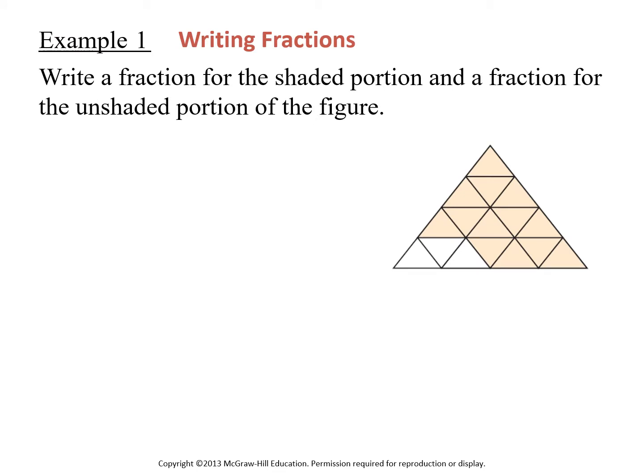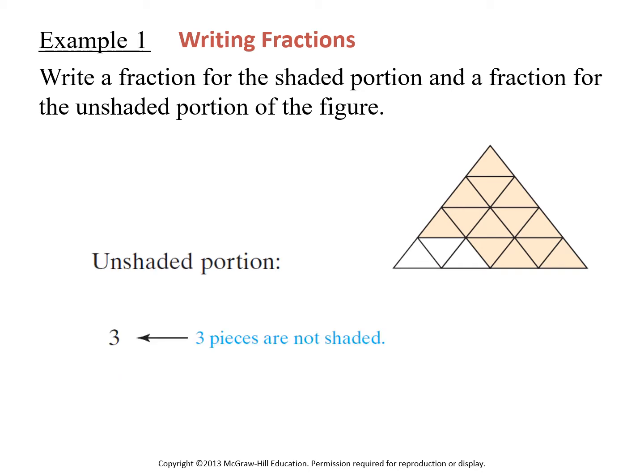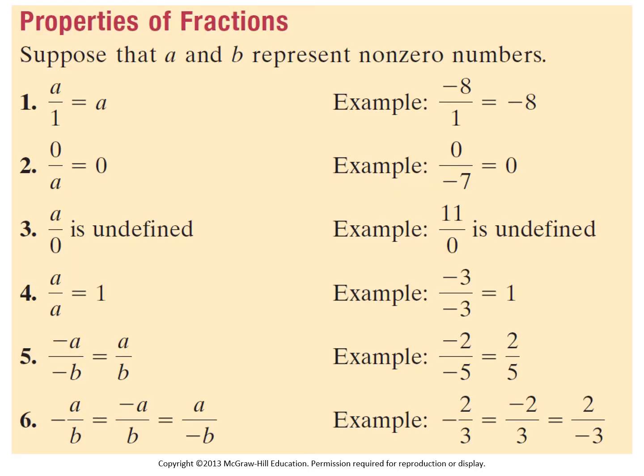So if we're going to write a fraction for the shaded portion, we would count the shaded pieces. There's 13 and there's 16 total pieces. So the shaded portion of this triangle is 13/16. The unshaded portion, there's 3 pieces that are not shaded. There are 16 total. So 3/16 of this triangle is unshaded.